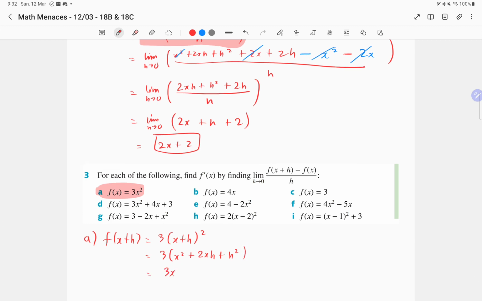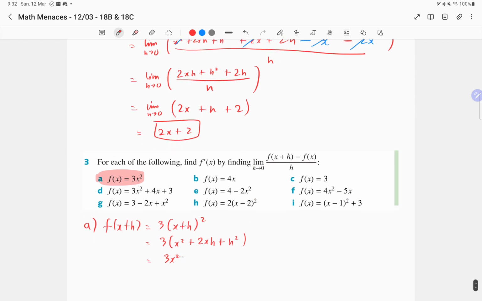So for question A, be very careful because there's a 3 in front of x squared. Make sure you keep that outside of the brackets and then times it into each of the terms after. So I've done f of x plus h there. If you want to double check that first. Make sure you get your f(x plus h) right. And then the rest is just a formula.